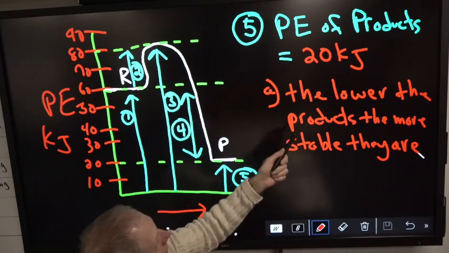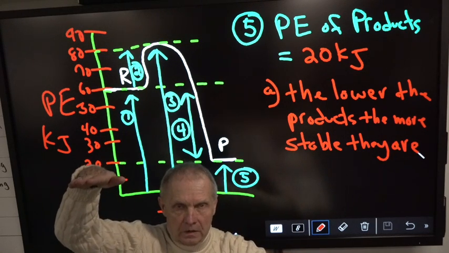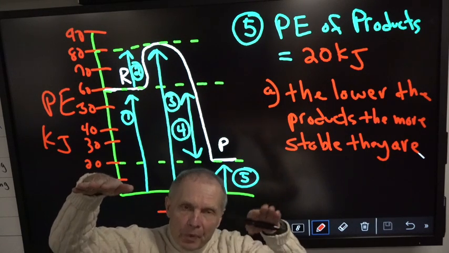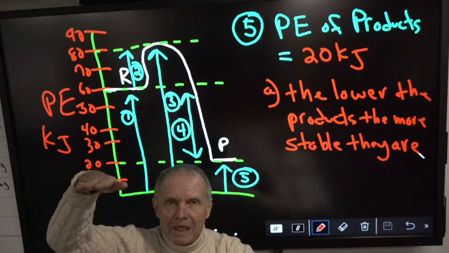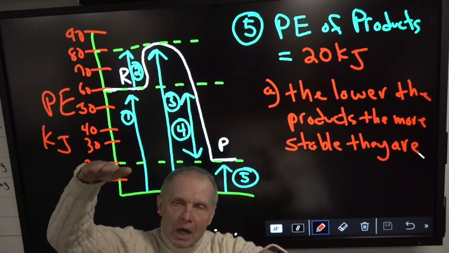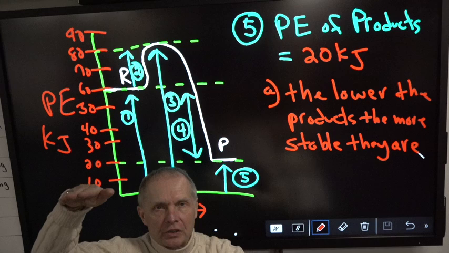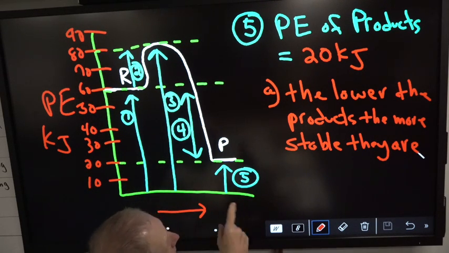So the lower the products are, the more stable they are, okay? And we're not going to write this down, but if the products are lower than the reactants, once again, that means more energy was given off than put in. So if the products are lower than the reactants, it's an exothermic reaction. So putting all that together, put down letter B.